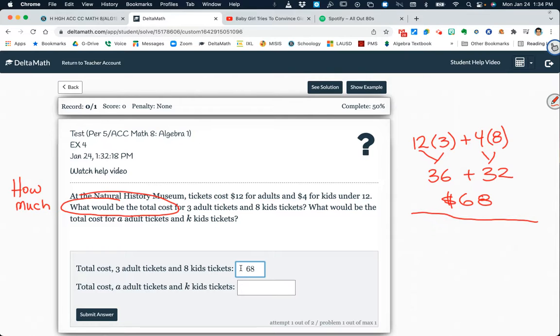Okay. How would we write this one, guys? Replace 3 and 8 with A and K. K and A. So 12K plus 12A. It's 12A and 4. Oh, yes. Thank you. 12A plus 4K.